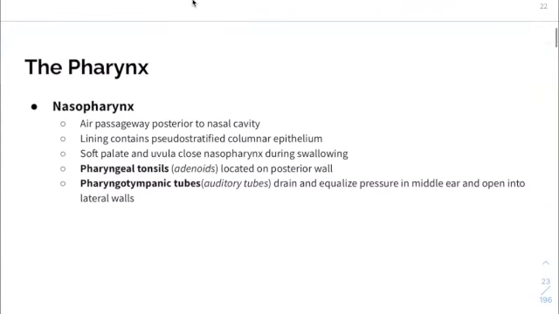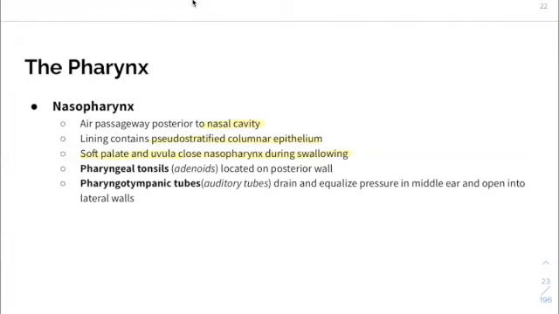So let's look at the nasopharynx. That nasopharynx, of course, is in the posterior nasal cavity, as I just pointed out. This is where we start seeing that pseudostratified columnar epithelium. The job of that soft palate, which is at the posterior portion of the hard palate, and that uvula, if you ever wondered what that is for, is supposed to close off that nasopharynx when you're swallowing something to try to prevent backflow up into your nose.